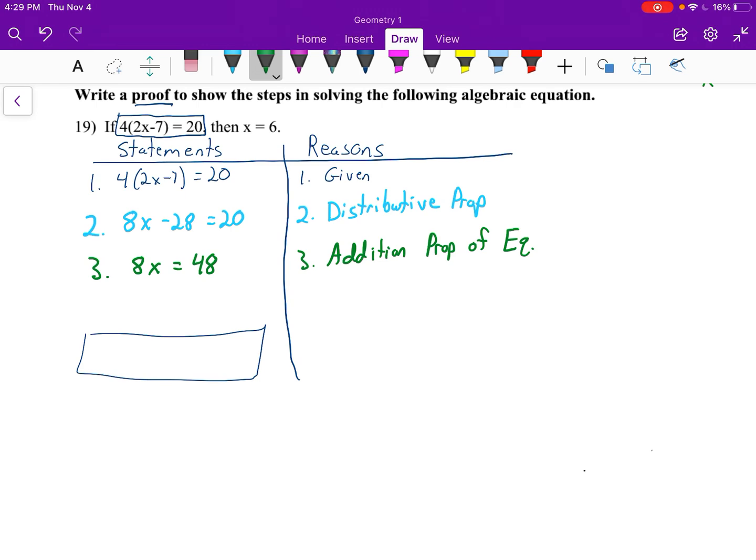And we would finish by dividing both sides by 8. So we'll put this right in our box. Dividing both sides by 8 gives us x equals 6. We divided both sides by 8, but the property we actually write is the multiplication property of equality, because dividing is the same as multiplying by the reciprocal. And there is how we would show the steps of solving that algebraic equation.